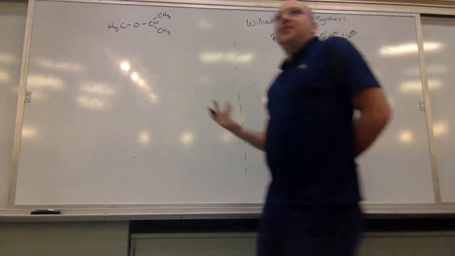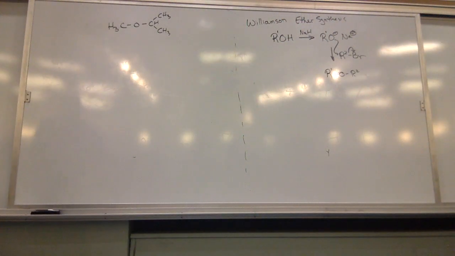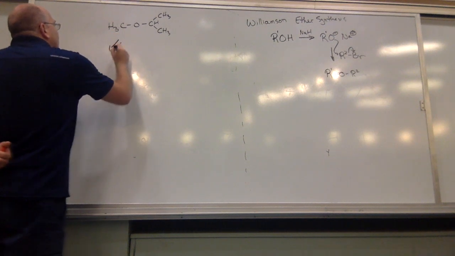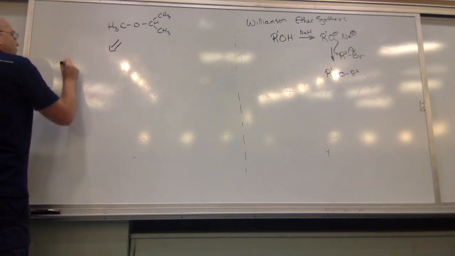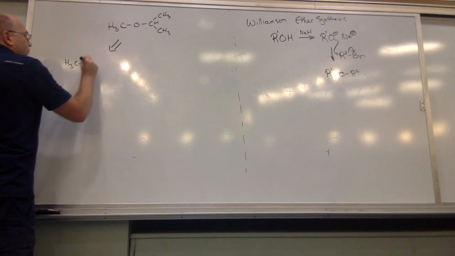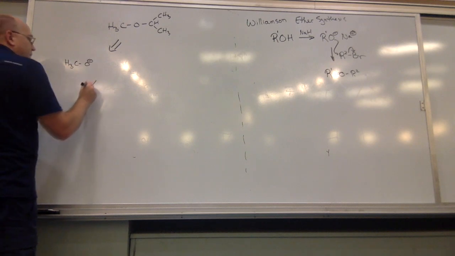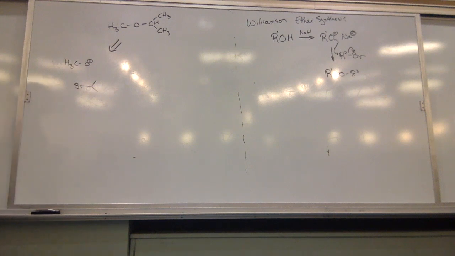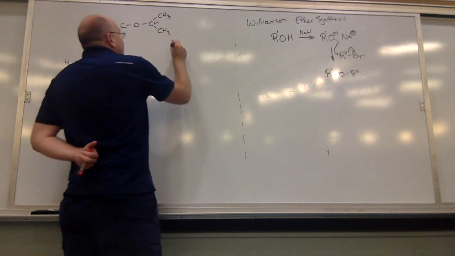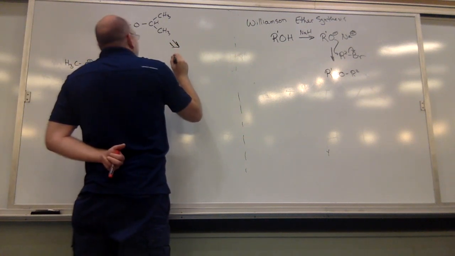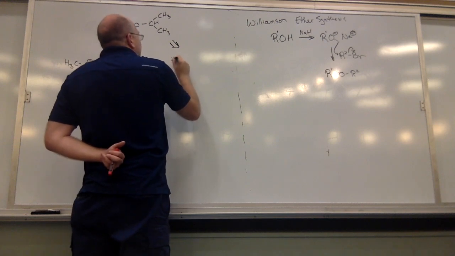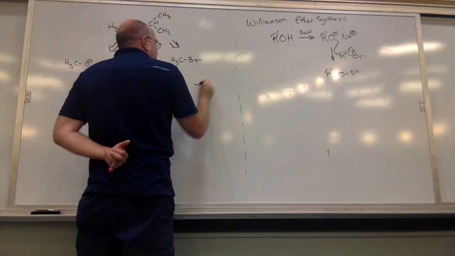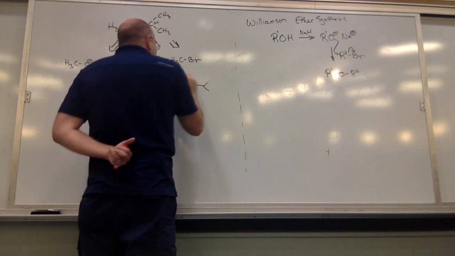I have a couple options here. I can either make this from this alkoxide and maybe that bromide, right? Or I can make it from this bromide and this alkoxide.